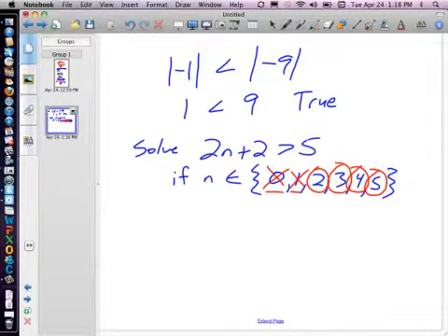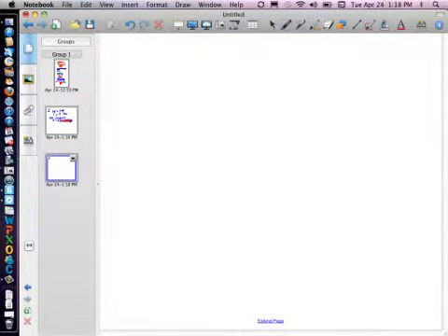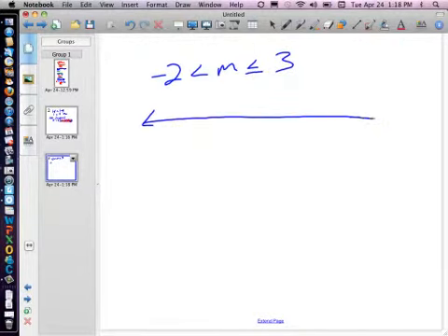Now getting to graphing, which I think we did a little bit of last year. If I wanted to graph negative 2 is less than m is less than or equal to 3, I need to put up my number line, and I need to put in the important numbers here. You could fill in the whole number line with all the numbers if you wanted, but it's not really necessary because we put the important ones there.